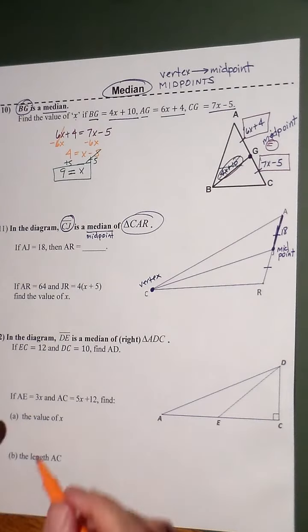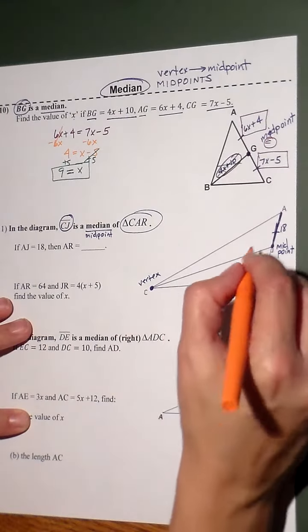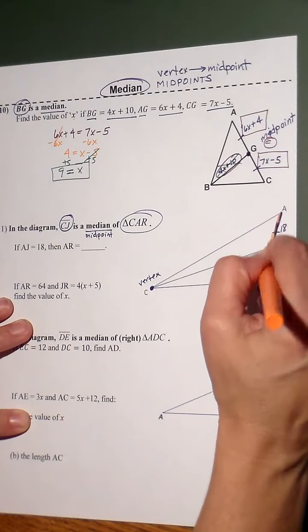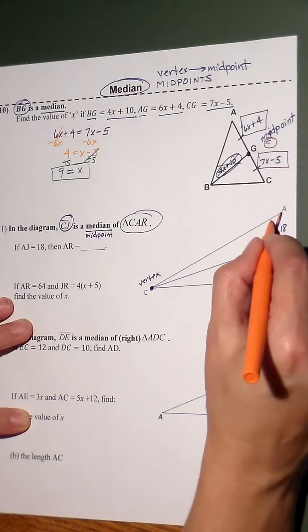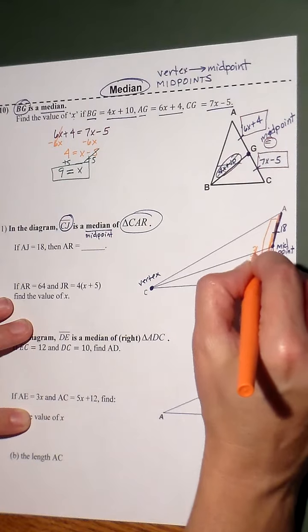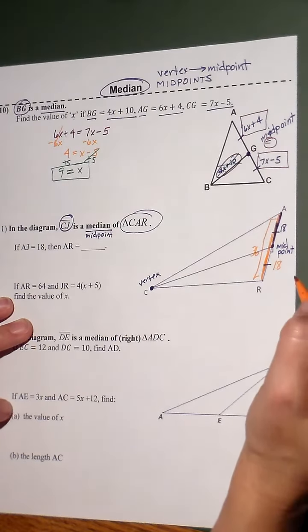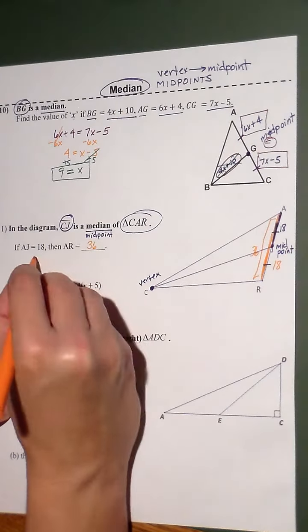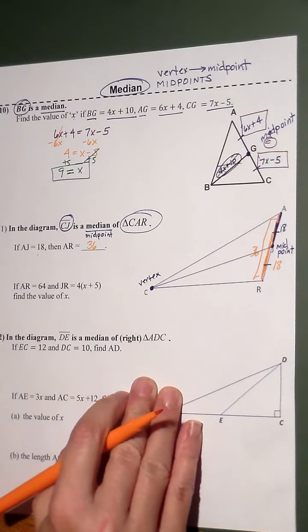It's like I'm moving a Ouija board. So AR is the whole thing. If that's 18, the whole thing has to be 36 because that means that's 18 as well. So this is 36. It's 2 times all the way across.